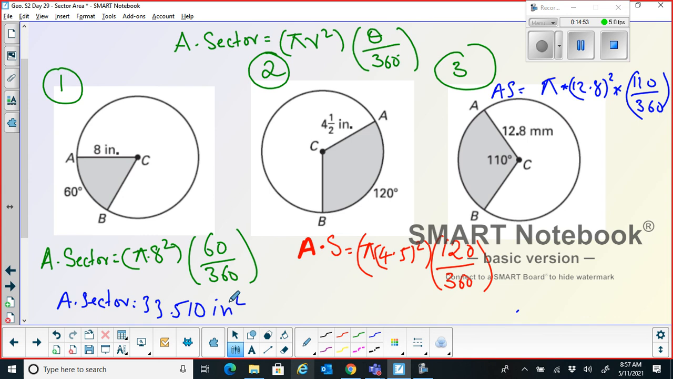Let's see the next one, which is pi times 4.5 square times the angle made, which is 120, divided by 360. Substitute that in calculator. I have 21.206.